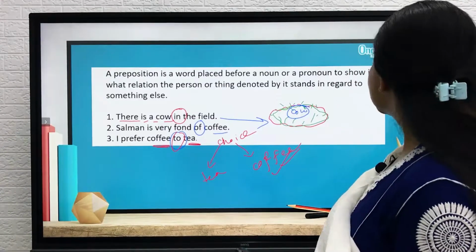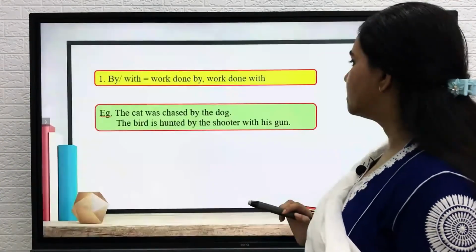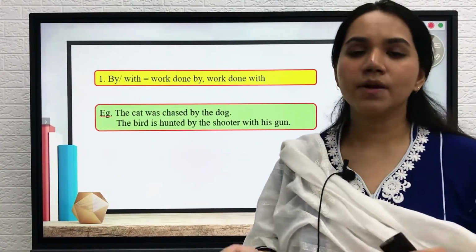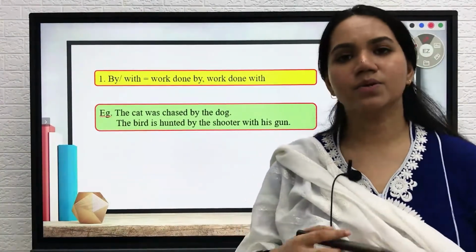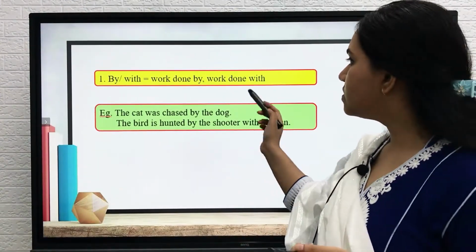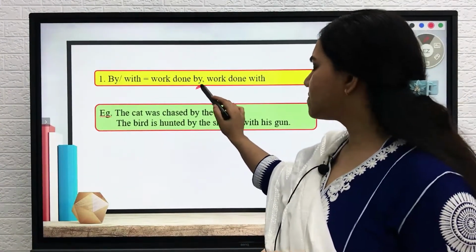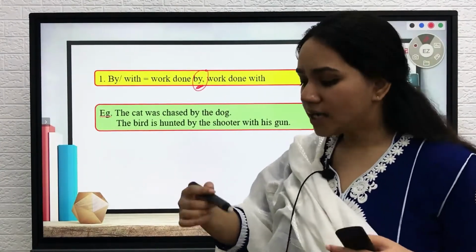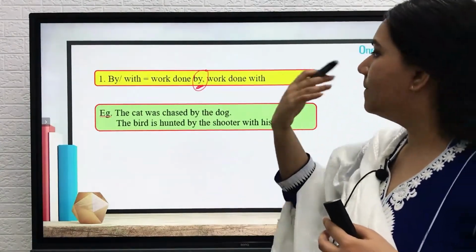So let's see what is our first rule. First rule is by and with. When do we use the word by and when do we use the word with? We use the word by to explain what is being done. What is being done by.